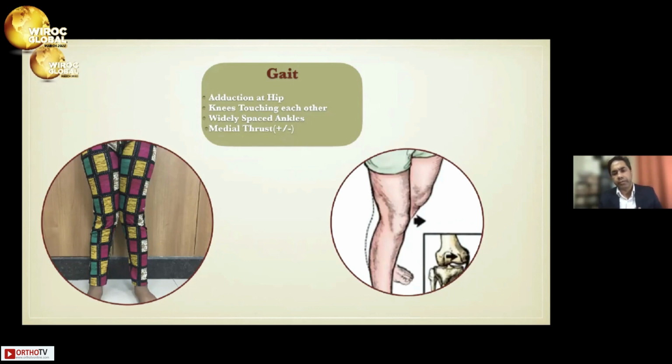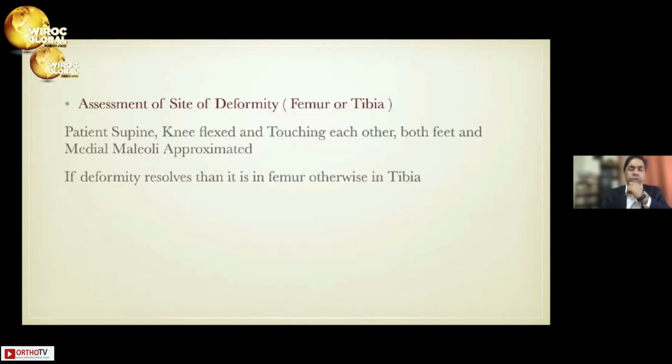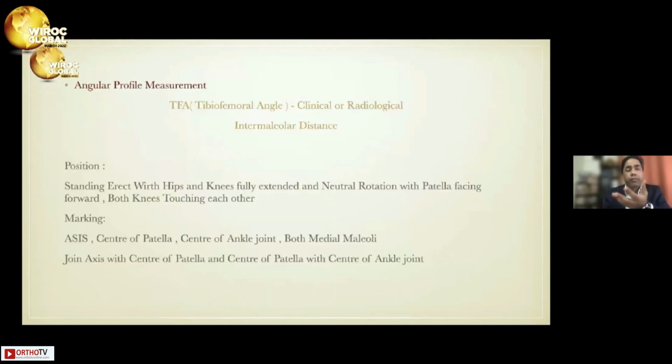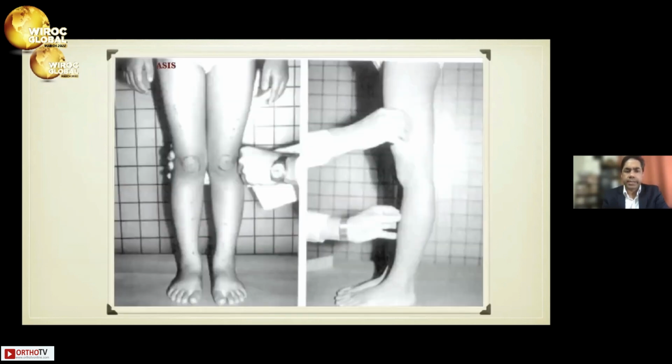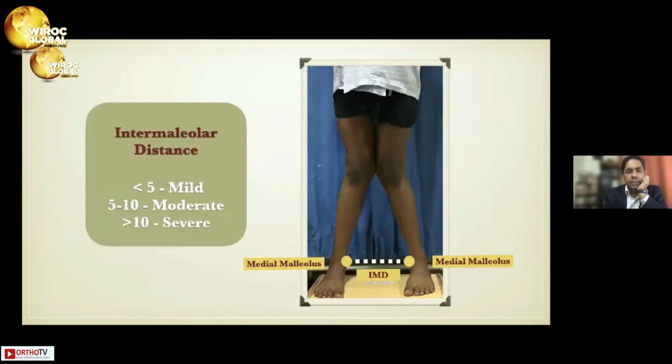But if the patient is having deformity in the rotational as well as sagittal plane, then some additional features may also add. So we need to see the movement or the range of motion. We need to assess the site of deformity, either the femur or the tibia. This is the simple clinical assessment method, just to see whether the deformity is in the femur or in the tibia. We need angular profile measurements, the tibiofemoral angle and the intermalleolar distance. This is how we measure the tibiofemoral angle. This is how we measure the intermalleolar distance by making the patient stand.